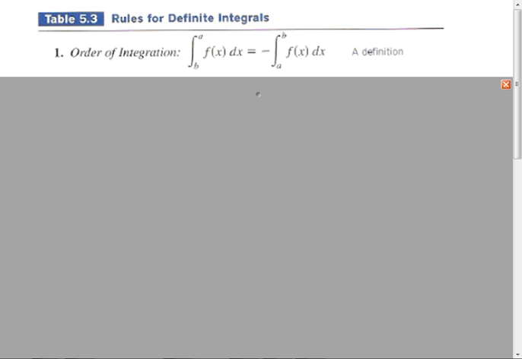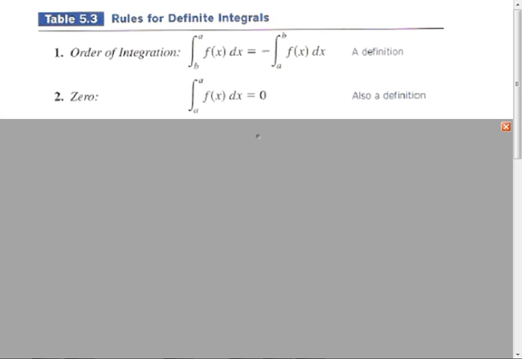What do you think the next property is? Integral from A to A. Yep, that's 0. And those are definitions. You can't say, why is this what it is? But I can justify it with a picture and have you at least believe that it's true.